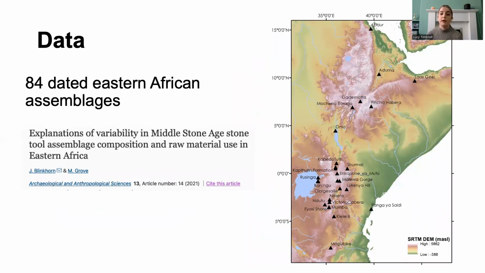So we had 84 dated assemblages in total, which have been published by Matt and Jim Bob in a separate paper in Archaeological and Anthropological Sciences. Some sites have multiple assemblages, and when these assemblages have been dated to different time periods, we were able to look at how the environments varied both within and between sites across space and time.